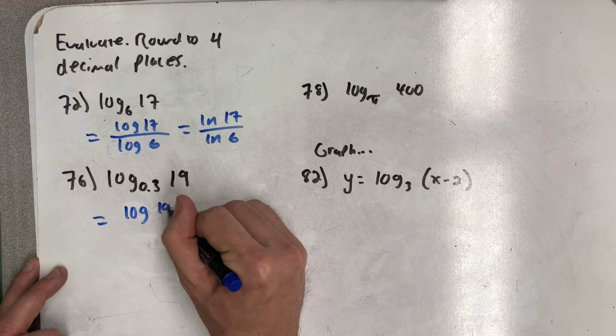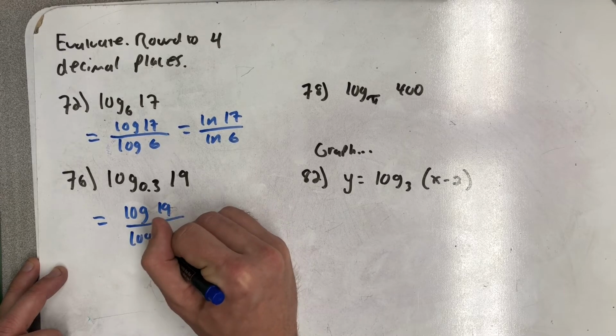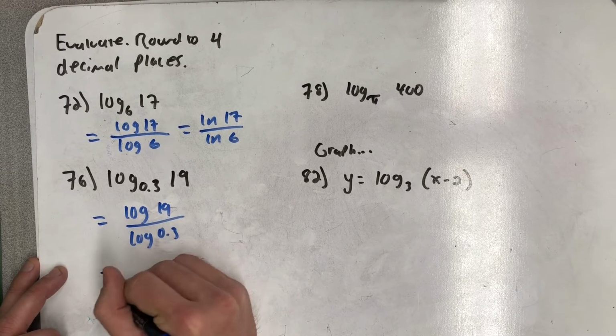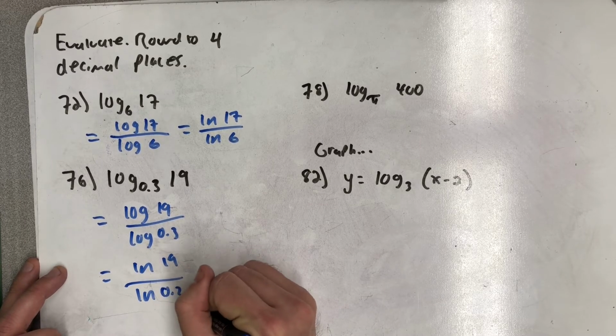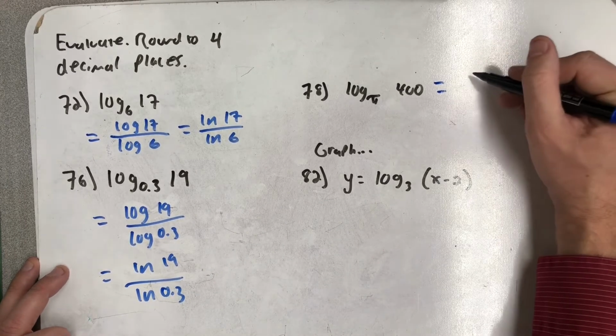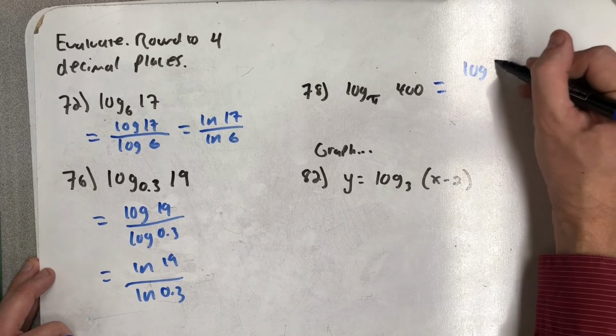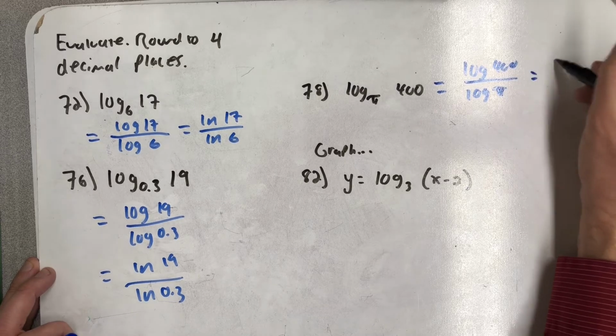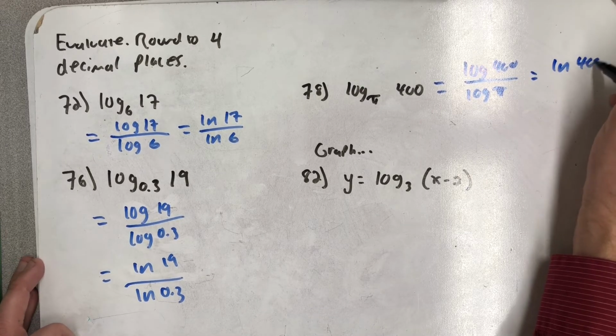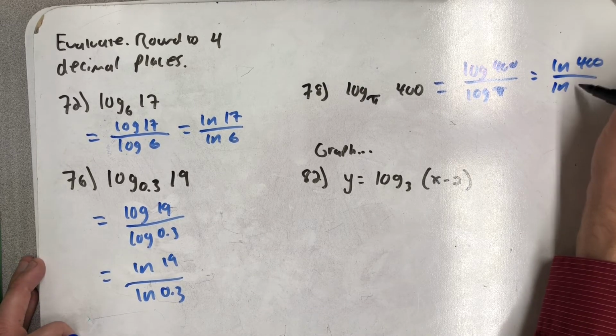Same 2 options here, log of 19 over the log of 0.3, or the natural log of 19 over the natural log of 0.3. In 78, we have the same 2 options. So the log of 400 over the log of pi, and that's going to be the same thing as the natural log of 400 over the natural log of pi.